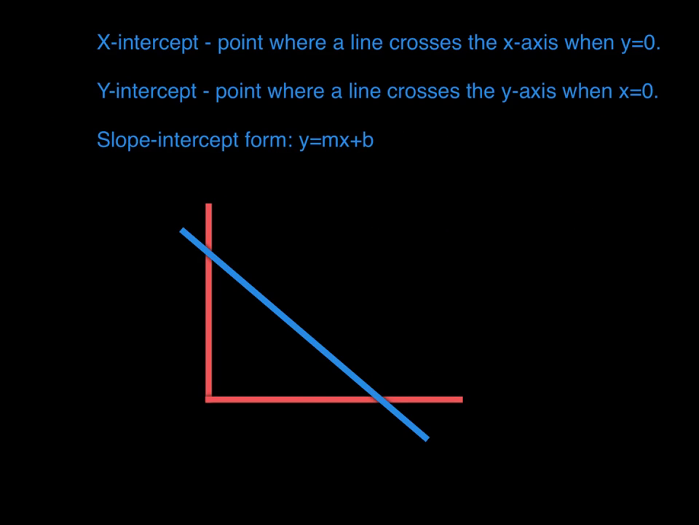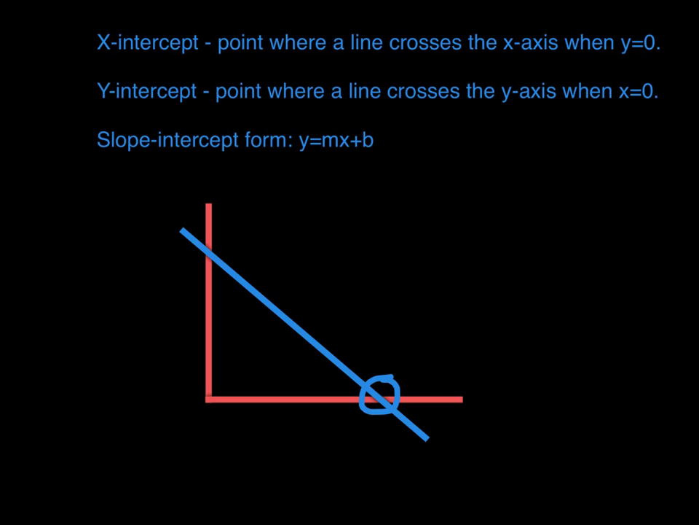Two things that we need to know, or three things for that matter. Number one is the x-intercept, and the x-intercept is the point where a line crosses the x-axis. For it to cross the x-axis, y has to equal 0 because you're not going to go up or down at all. So the x-intercept is this point right there where that line crosses the x-axis. And remember, the x-axis is the one that is horizontal.